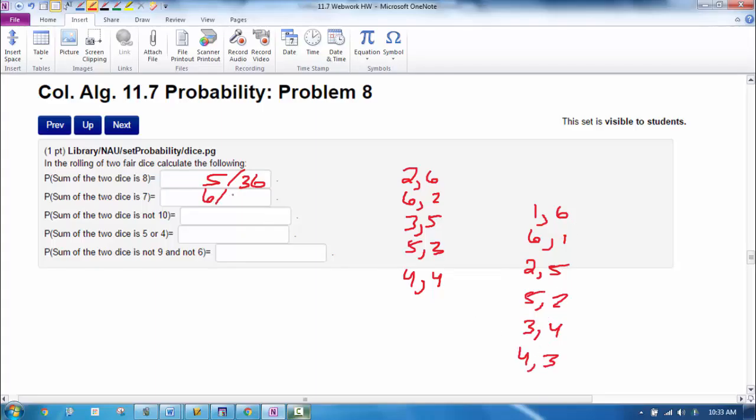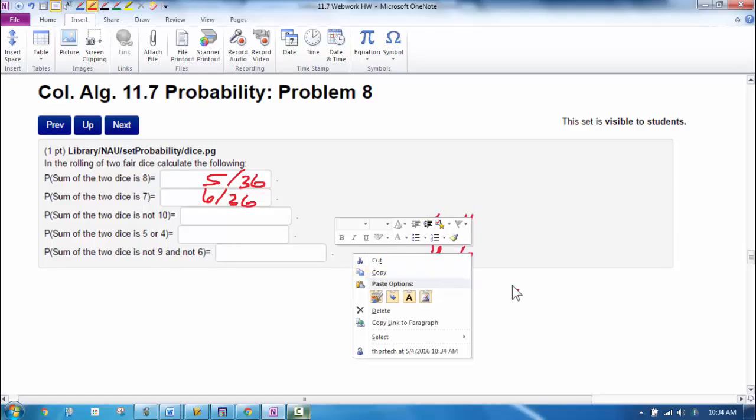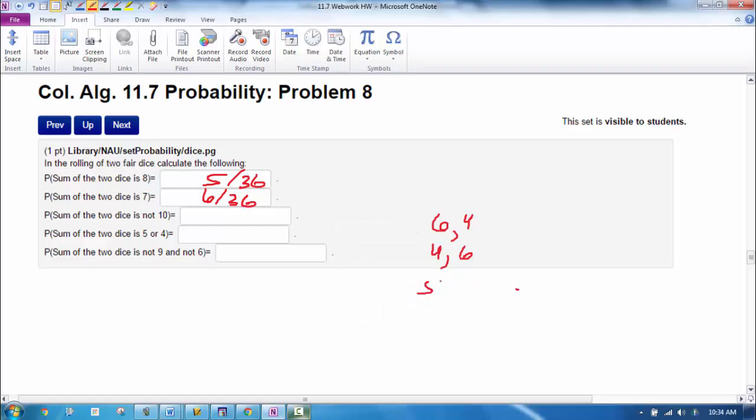Next one, sum of the two dice is not 10. Let's find the probability that it is 10 and do 1 minus that. So to get a 10, you could do a 6 and a 4 and a 4 and a 6, a 5 and a 5. So there's 3 out of 36. Let's just do 1 minus that. So that'd be 36 out of 36. That'd be 33 out of 36.